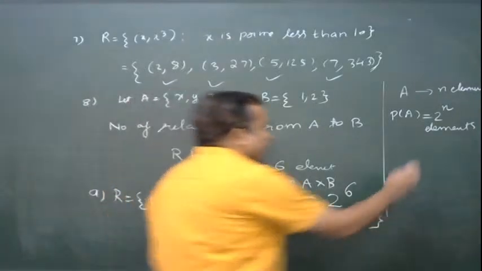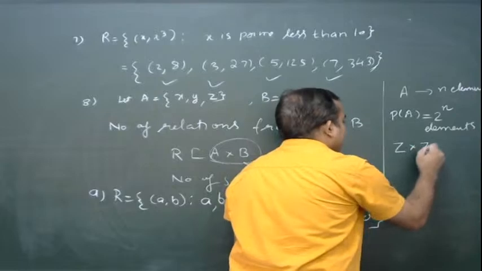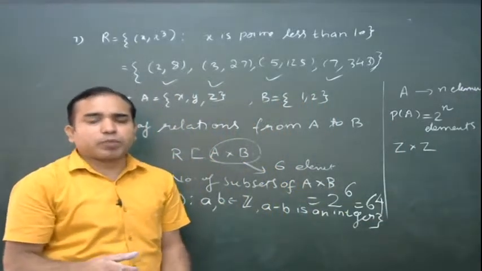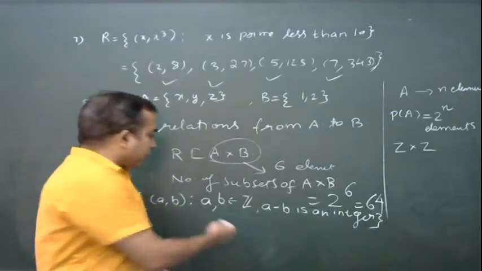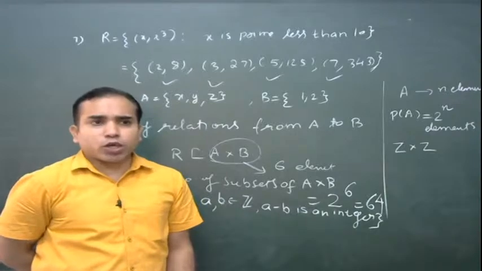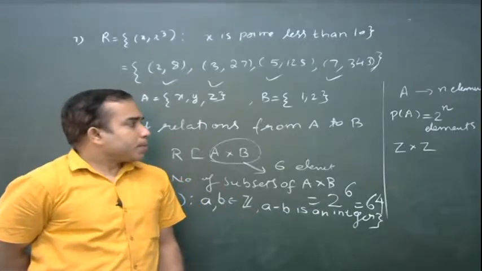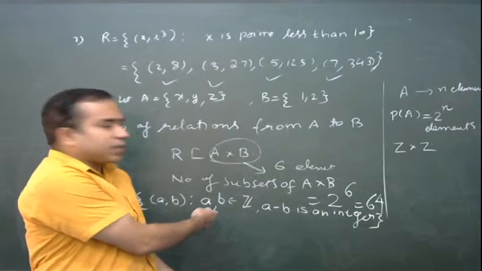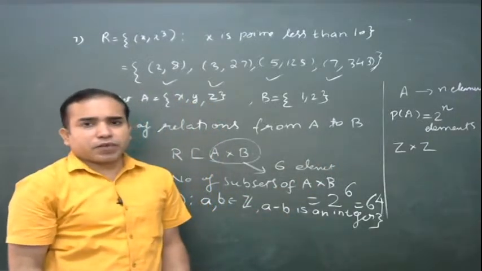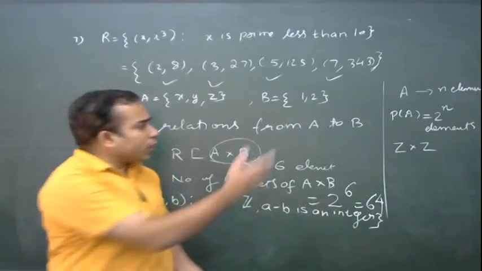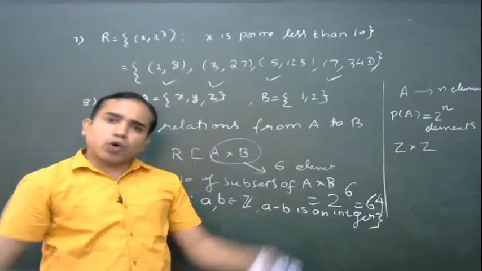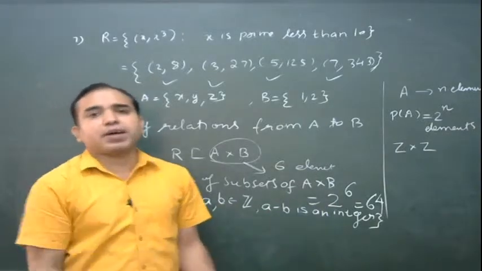My plan was to find Z cross Z, and from its many ordered pairs pick those which satisfy this definition, and declare them R. But here all the ordered pairs satisfy this definition, because for any ordered pair you take, the difference will be an integer. So the whole of Z cross Z should be written, and that will be capital R.